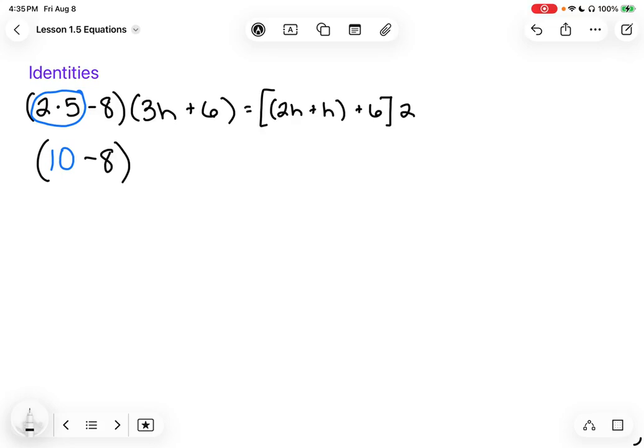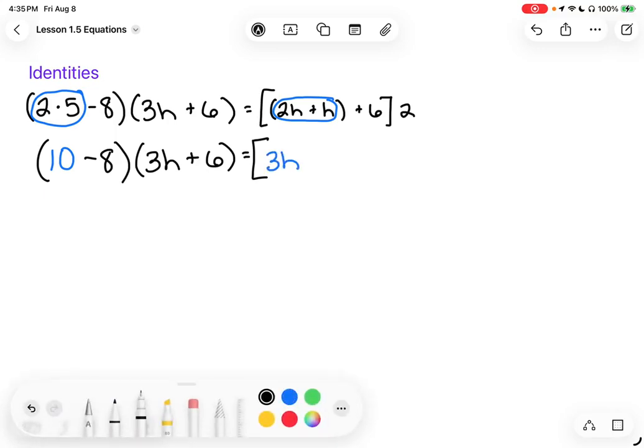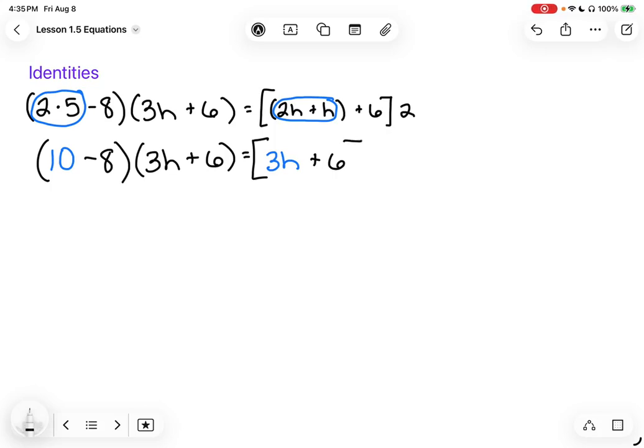That next set of grouping symbols has got 3h plus 6 in it, and there's not anything in there that we can combine. 3h and plus 6 are not like terms, so let's leave those separate. Then we've got a bracket followed by 2h plus h, and 2h plus h are like terms, so let's go ahead and combine those. 2h plus h is going to give us 3h, and that's the entirety of that set of parentheses, so we don't need those parentheses anymore after we do 3h. So let's do 3h plus 6, and then we've got that 2 on the end.